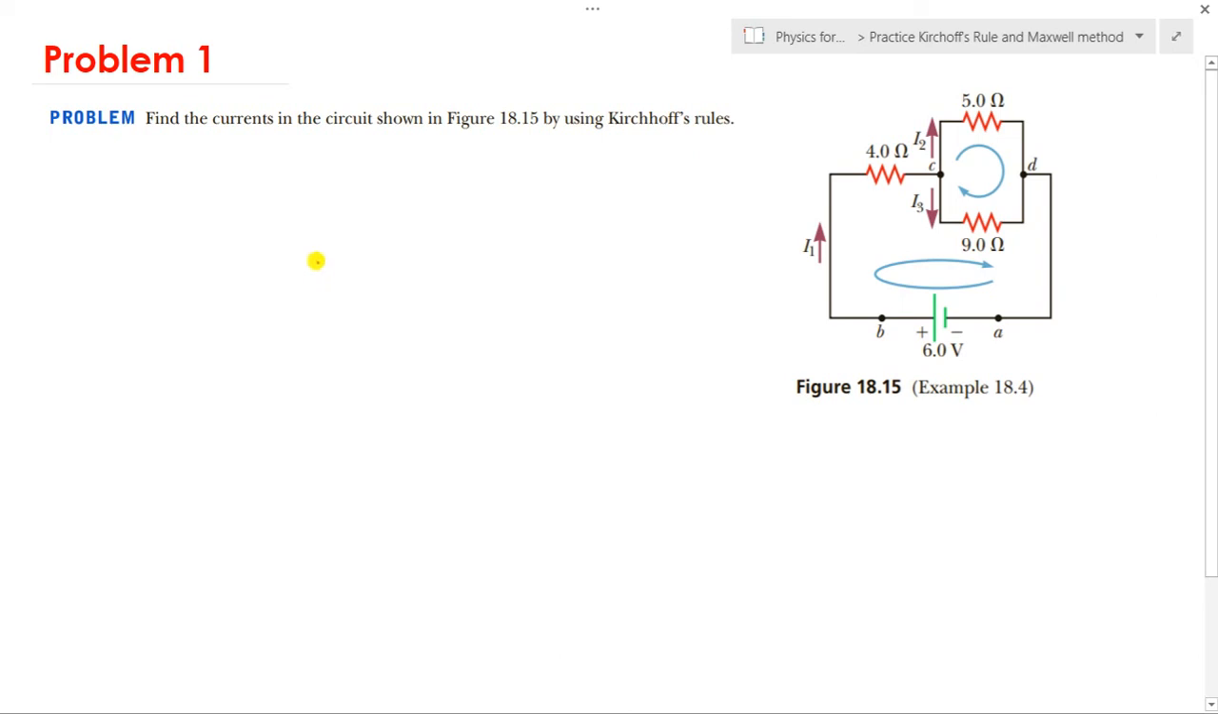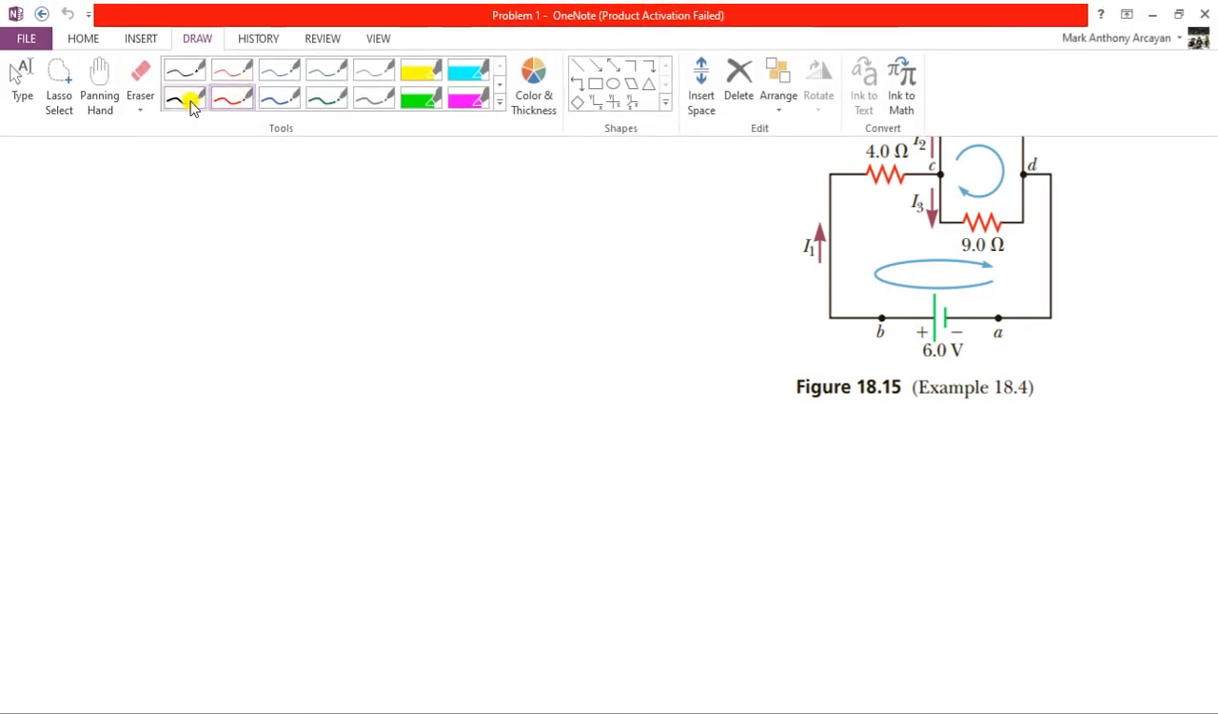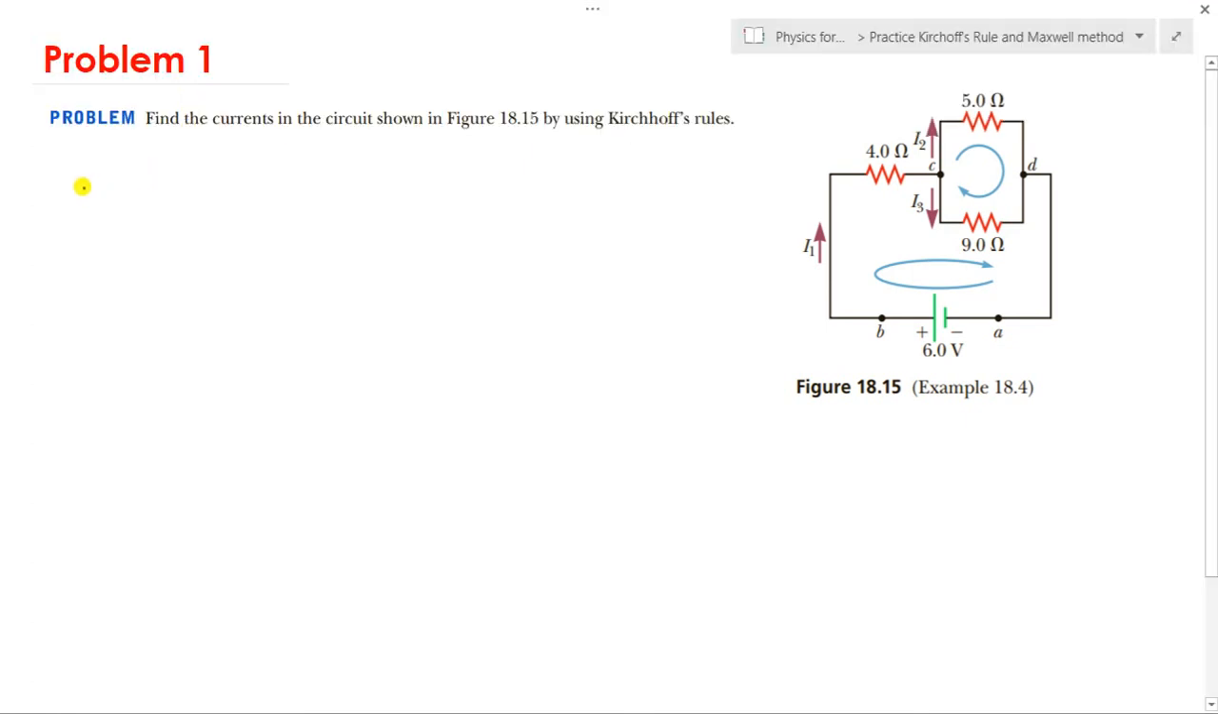Okay, so let's have our first problem. Find the currents in the circuit shown in figure 18.15 by using Kirchhoff's rules. Is the figure clear, class? Since we're using Kirchhoff's rules, we have 2 laws there. The first one is for current and the second is for voltage.